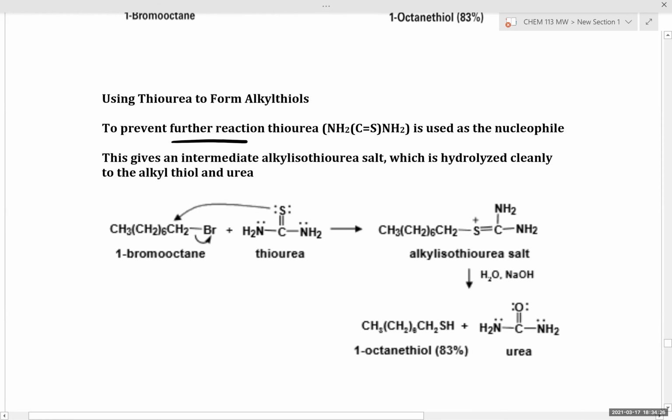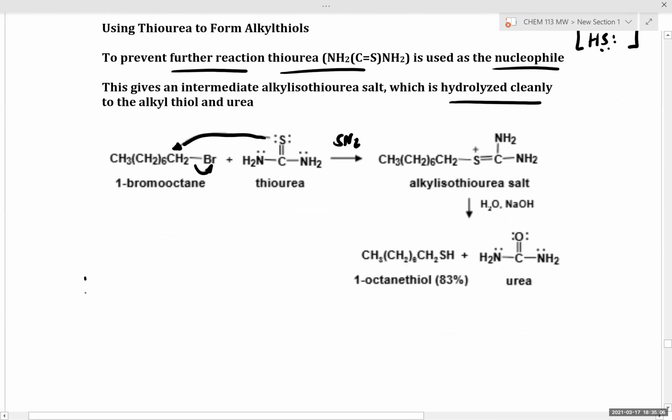To prevent further reaction, thiourea is used as a nucleophilic equivalent of the SH anion. The important thing to note is when thiourea attacks and displaces your alkyl halide via a typical SN2 mechanism, you get an alkyl isothiourea salt, which cannot engage in further alkylation reactions. You can free up your thiol group via hydrolysis, and we'll show the mechanism for that.